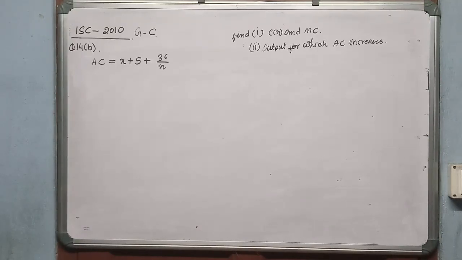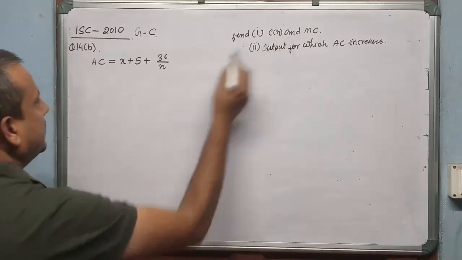Now question number 14b, ISC 2010: average cost is x plus 5 plus 36 over x. Find cost function, total cost and marginal cost. And number 2, first you can try cost and marginal cost, and number 2 is a new concept: output for which AC increases. That means you have to prove that AC increases. So the second question; cost function and marginal cost is easy.